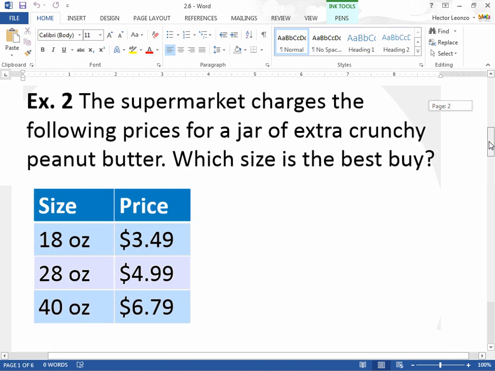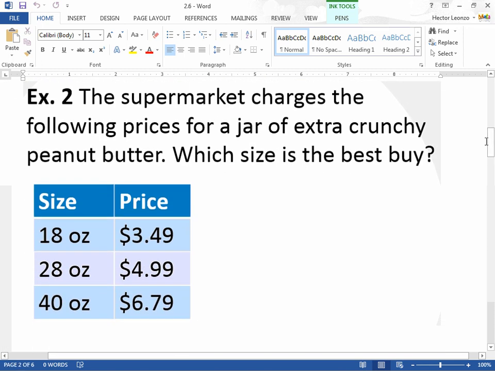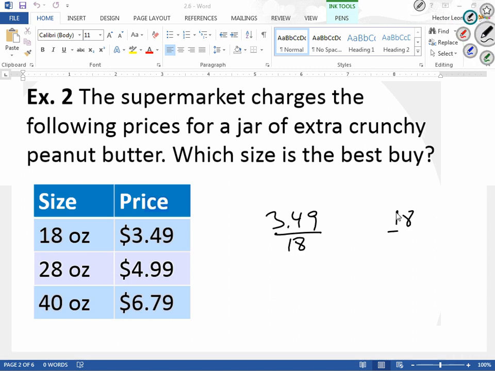Now, when we go to the store, we usually see something and we're looking for the better deal. So here, the supermarket charges the following prices for a jar of extra crunchy peanut butter. Which size is the best buy? And then the operations we can do. If I'm looking at the first price, there are two operations we can do. We could go 3.49 divided by 18, or we could go 18 divided by 3.49.